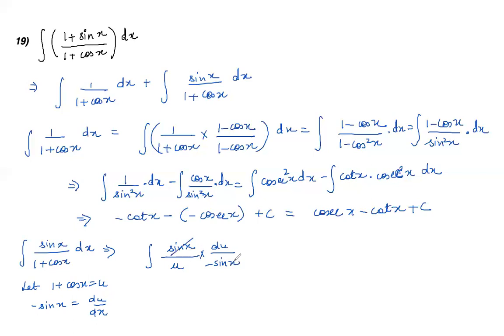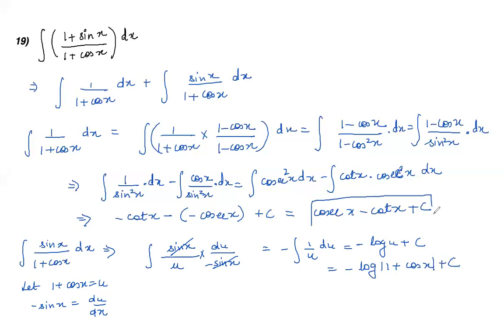So both the terms will get deducted. I'm left with minus integration of 1 upon u du. Okay, so that is equal to minus log u plus c. What is u? U is 1 plus cos x. That is minus log 1 plus cos x. So this is my final answer.